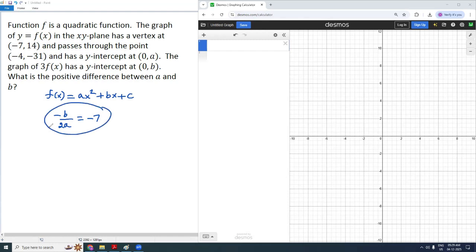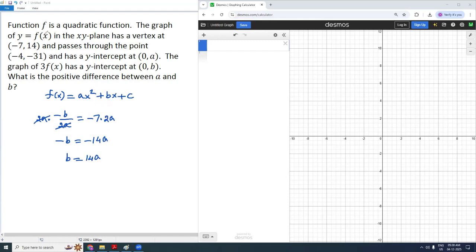Let's solve for b in this equation. Let's multiply both sides of the equation by 2a. When I do so, this 2a will cancel out. I am getting negative b equals -14a. Let's multiply both sides of the equation by -1. Then I am getting b equals 14a. Okay, now we can plug in this 14a for b in the given quadratic function.